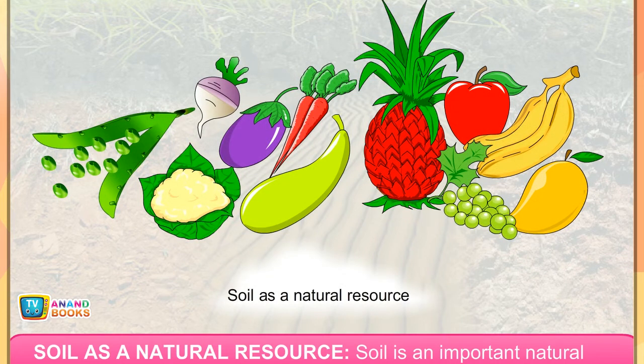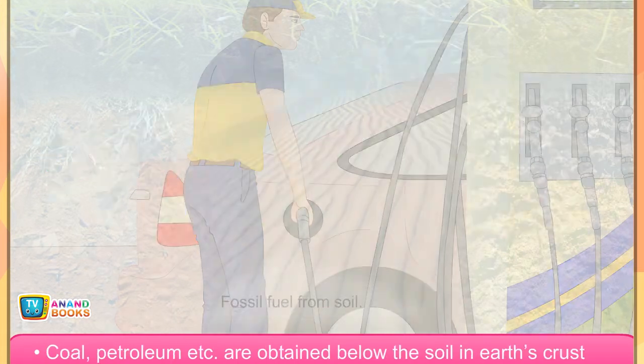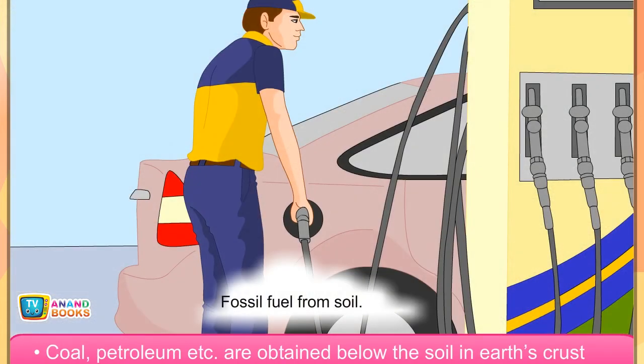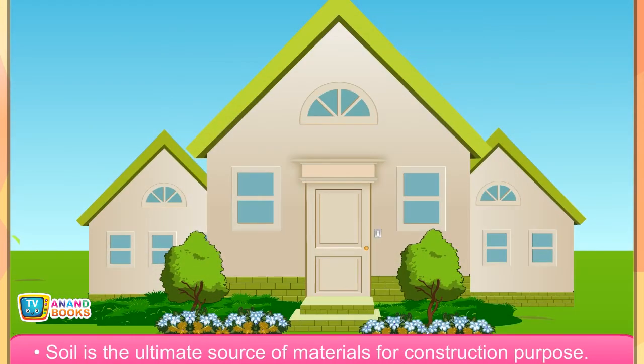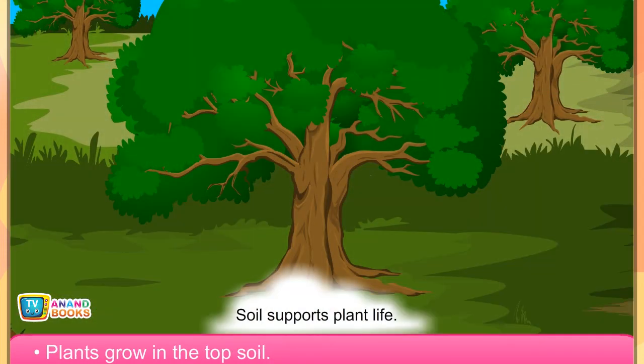Soil is a natural resource. Soil is an important natural resource for sustenance of life on the earth. Soil is the source of all the minerals we use daily. Coal, petroleum, etc. are obtained below the soil in Earth's crust. Soil is the ultimate source of materials for construction purpose. It plays an important role in maintaining water cycle. Plants grow in the top soil.